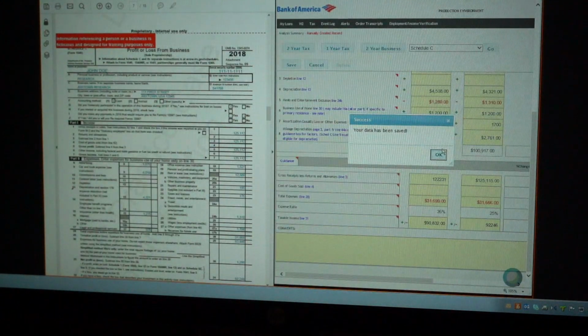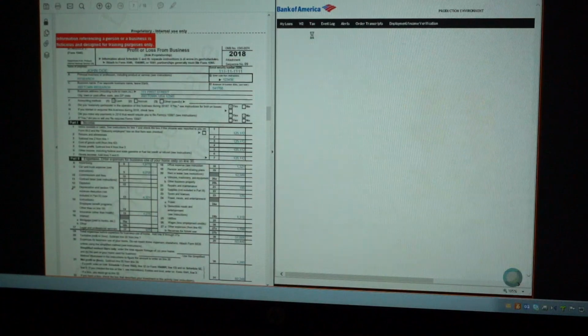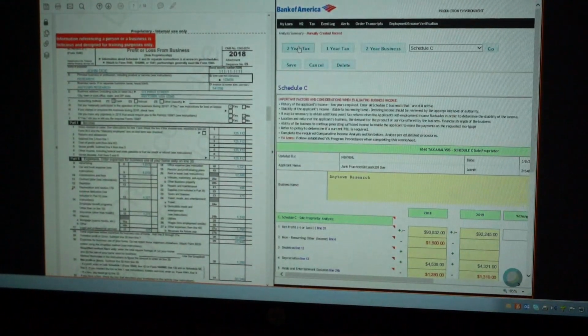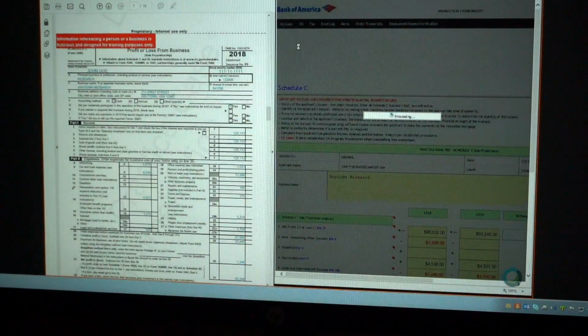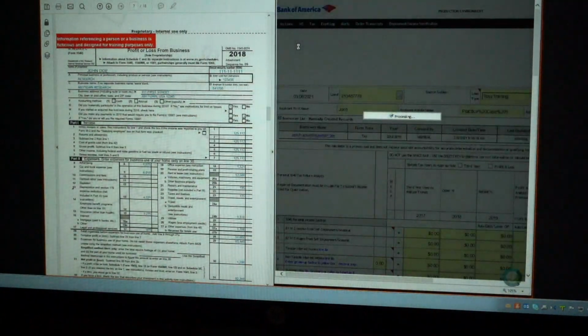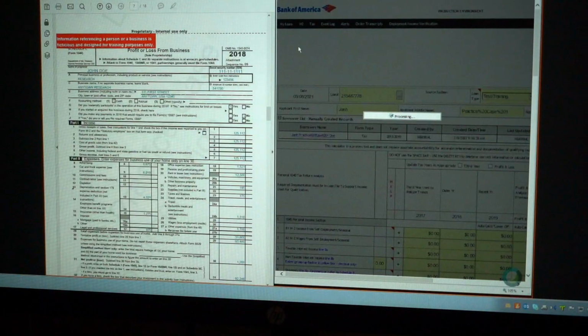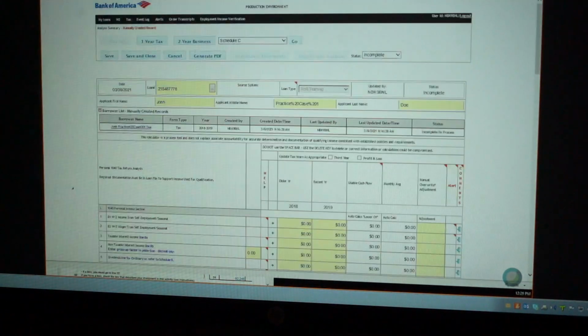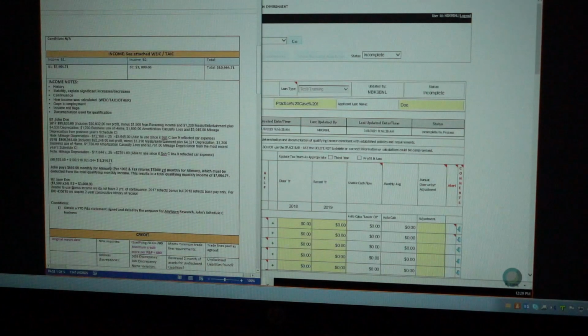So your data has been saved. And then what you do is you go back to your 2-year tax. Select 2-year tax. Then it takes you to populate your information here. Let me just make this big. So we should get 83,1471. Let's see if we got that.